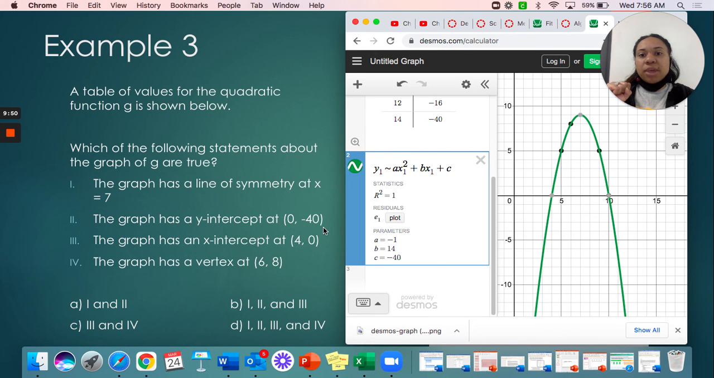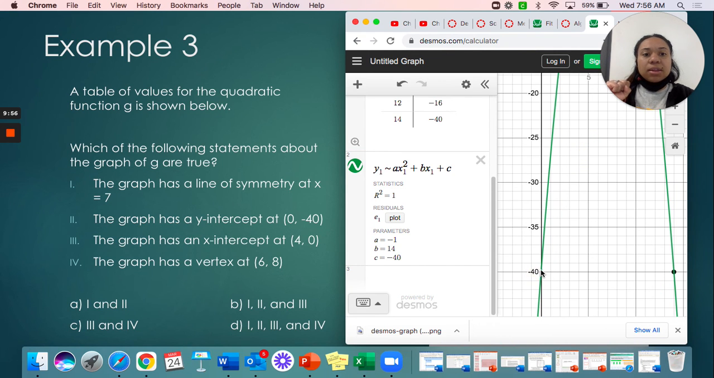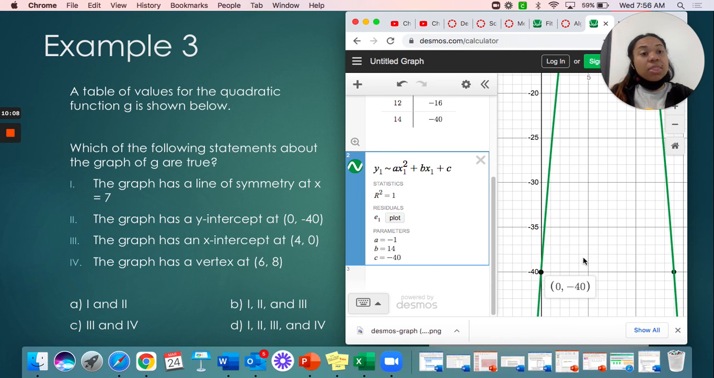The graph has a y-intercept at 0, negative 40. I don't know. Let's go look. Okay, and a question about the y-intercept was actually one of the most missed questions on the quarter 3 exam when we have graphs to look at the y-intercept. So I'm looking at my y-intercept. There it is, negative 40 on the y. That is a true statement of 0, negative 40.